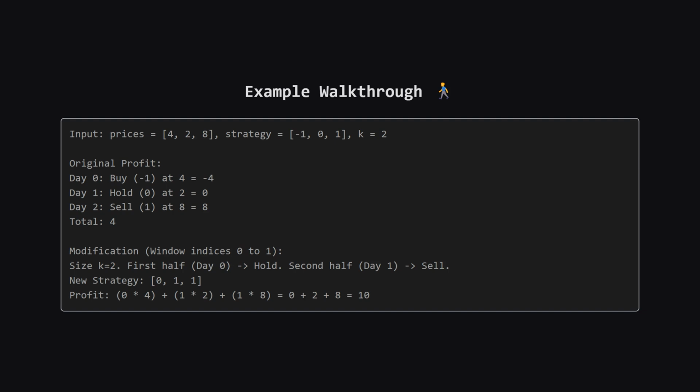Now, we can pick a window of size 2. Let's try the window covering the first 2 days, indices 0 and 1. Since K is 2, the first half is just index 0, and the second half is index 1. We change index 0 to hold, and index 1 to sell. Our strategy becomes hold, sell, sell. The new profit? We hold at 4, 0 cost, sell at 2, +2, and sell at 8, +8. The total is 10. That's way better than 4, so 10 is our answer.